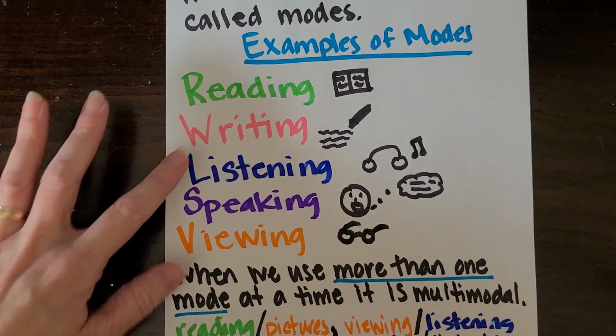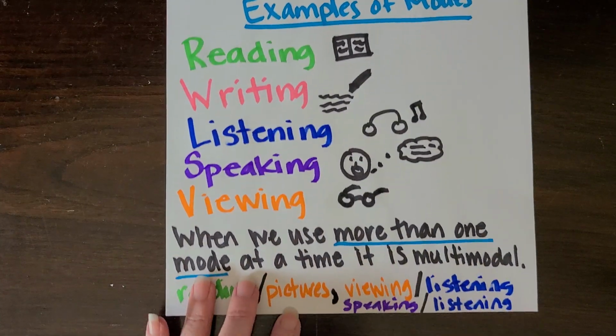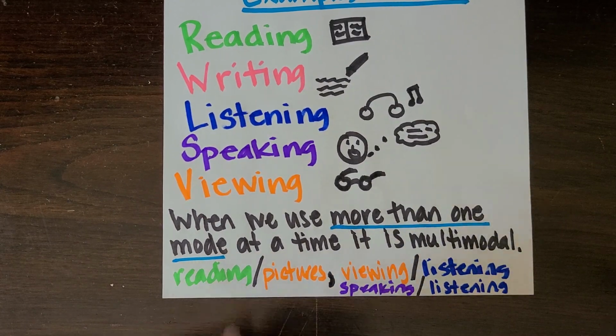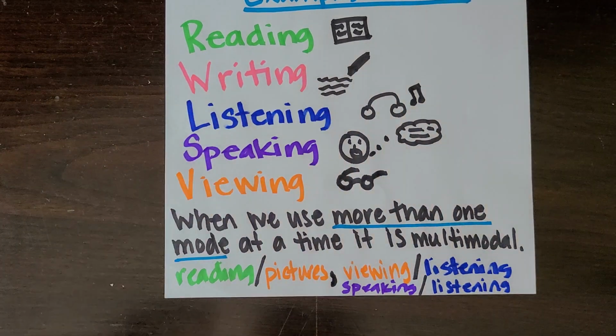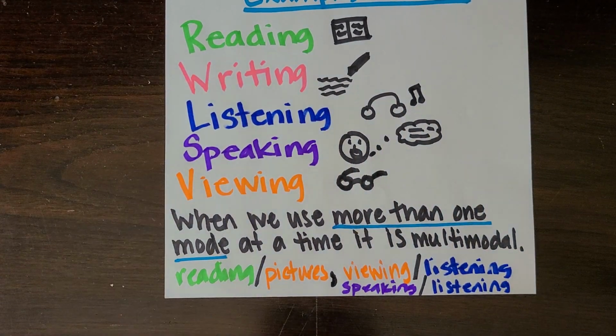So for instance, when we have pictures, reading and pictures together are multimodal. Viewing and listening is multimodal. Right now, this is a multimodal text. You are viewing this text and listening to me speak. And then speaking and listening. So for instance, when you watch a movie, someone may be speaking and you're listening. So that is multimodal.